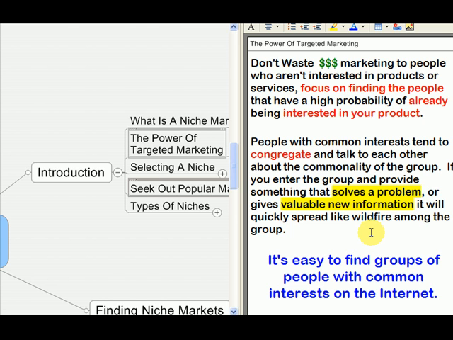So the people with something in common, they get together and they talk about that commonality. And if you can get into that market, there's a potential that once they find out about your product or your website, if it's really good and really solves a problem, they're going to tell their friends. And you can have a ripple effect. And that's exactly what you want to be doing.